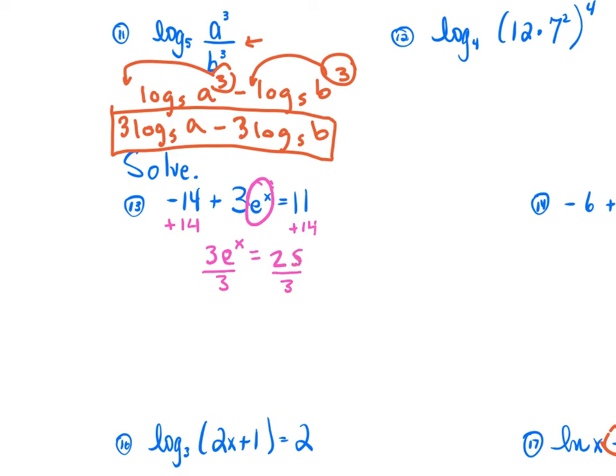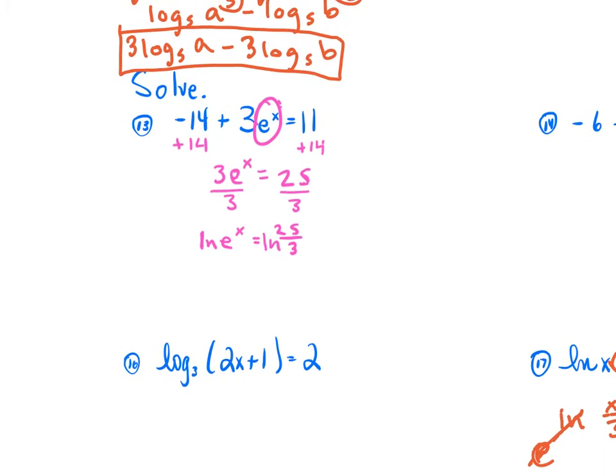So e to the x is equal to 25 over 3. What do we do from here? So we take the ln of both sides. Perfect. We do the inverse operation to get rid of that e. So the inverse of e is ln. So it cancels out there.